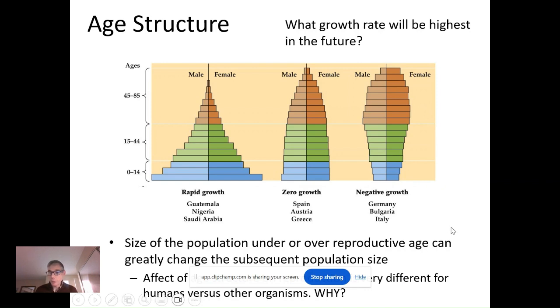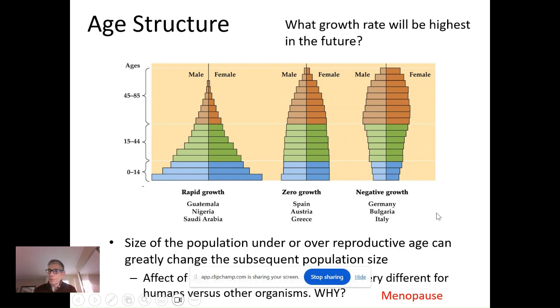Well, it's because humans undergo a menopause. So we cease reproducing at approximately 40 to 50 years of age. Men can reproduce longer, but typically do not. And so as a result, we perceive young people as generating high growth rates.